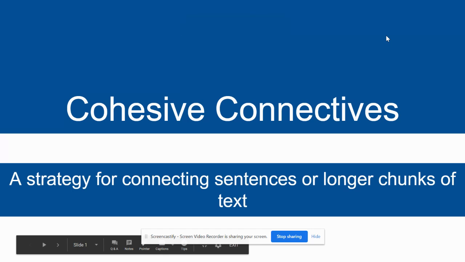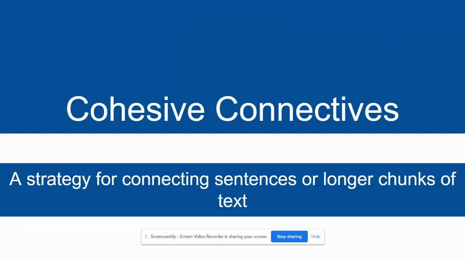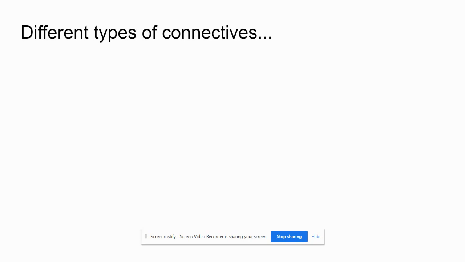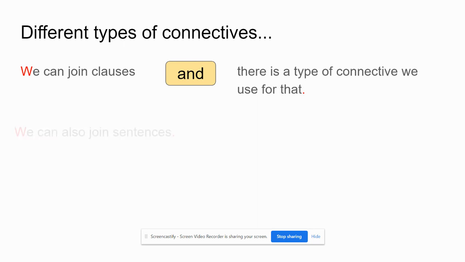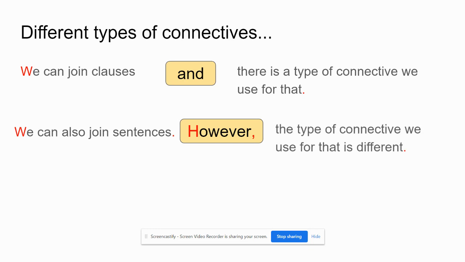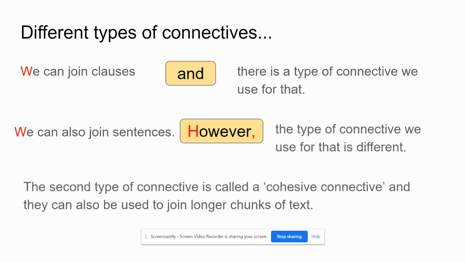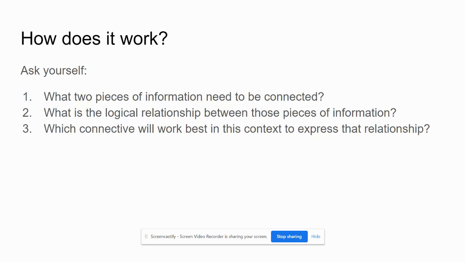This is a strategy for connecting information across a text to make the logic of that information really obvious for the reader. It's called cohesive connectives. There are different types of connectives. We can join clauses, and there's a type of connective we use for that. We can also join sentences. However, the type of connective we use for that is different. And we're going to focus in on that second type of connective, which can be used to join sentences or longer chunks of text. We're going to call them cohesive connectives just so that we have a label to distinguish them from other types. So how does this strategy work?